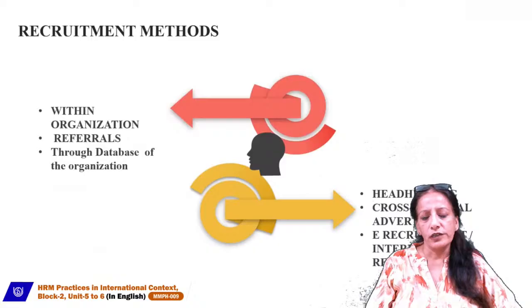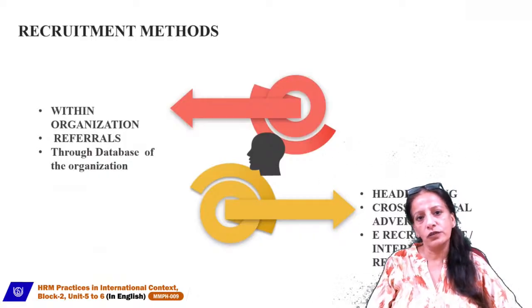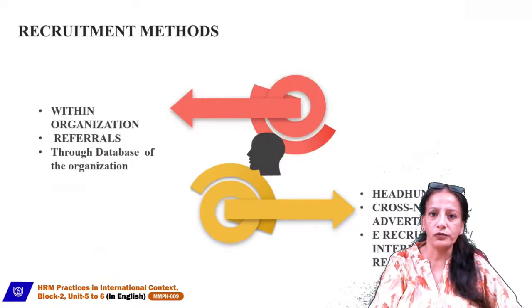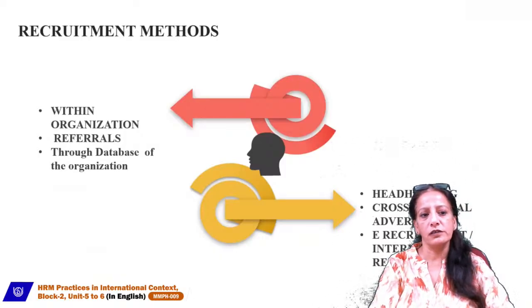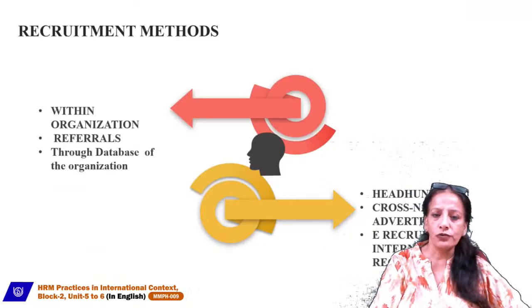So an organization can take help from these consulting companies. Headhunting is one method which is generally outsourced, not internal; it is outsourced through third parties or consulting. So either it can be internal or it can be external. Internal means within an organization, and external means through the help of consulting organizations.